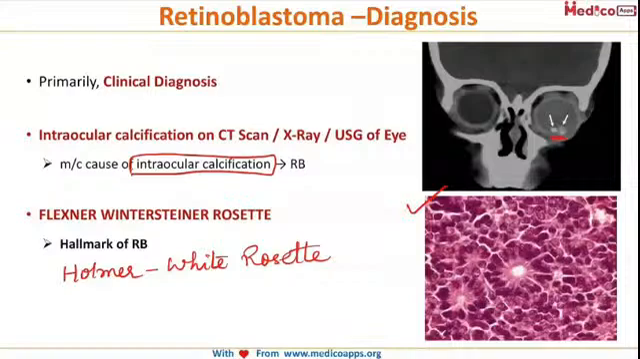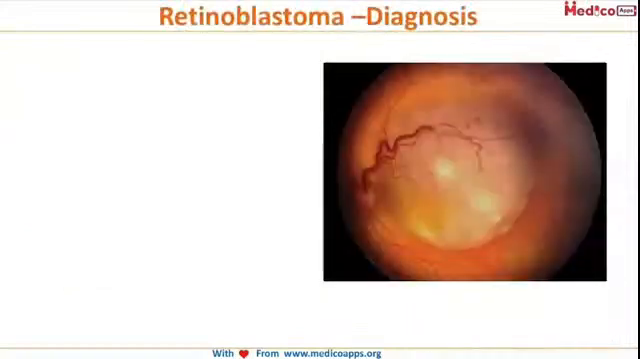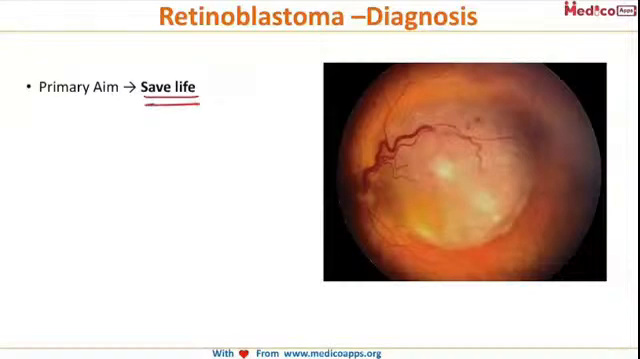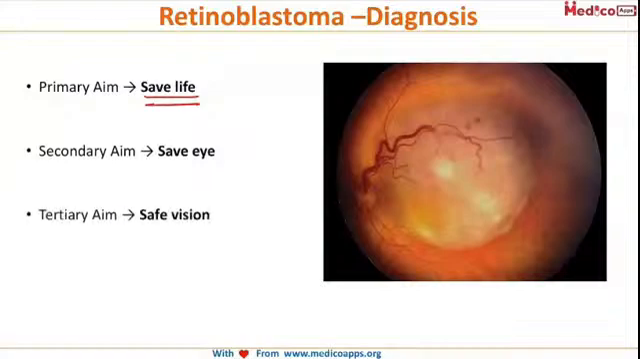Okay. Now you have diagnosed your retinoblastoma. What will be your course of action? The first and most important thing that you have to do, because it is a cancer, a tumor, is that your primary aim will be to save the life of the patient. First, you have to think how you will salvage the life of the patient. Then your secondary aim is to save the eye. You should try not to enucleate the eye as much as possible, with conservative management. And then your third and last aim will be to safeguard the vision. So the first important thing you will do is to save the life.